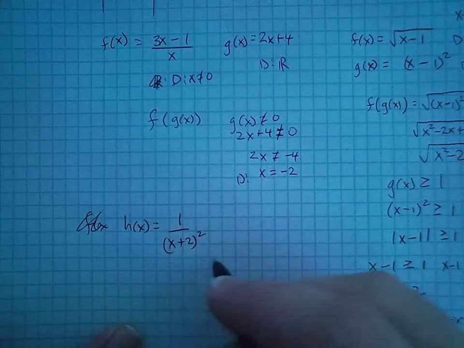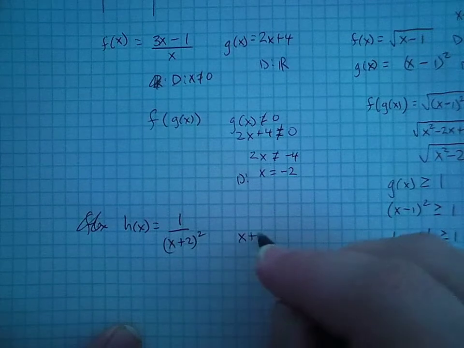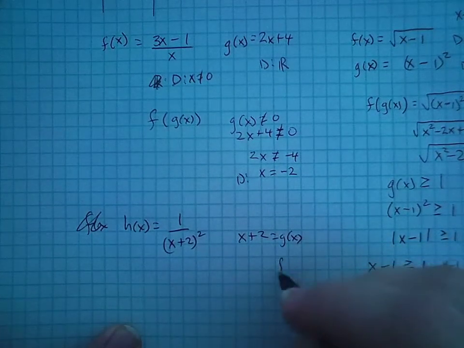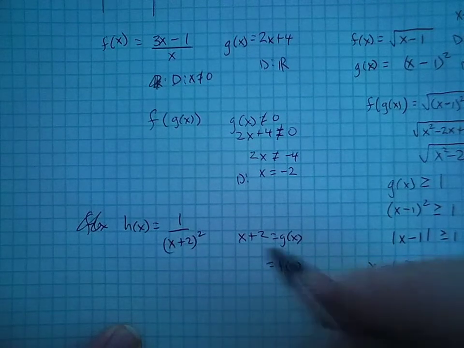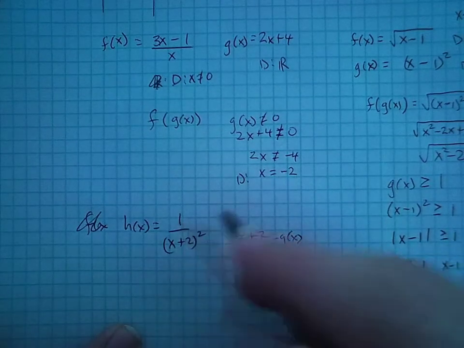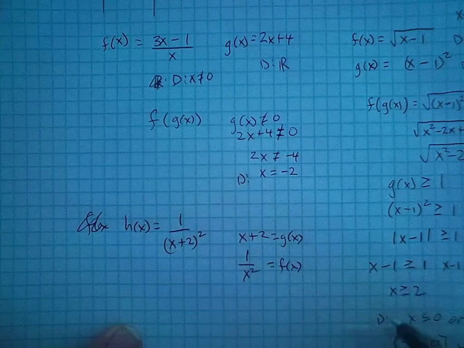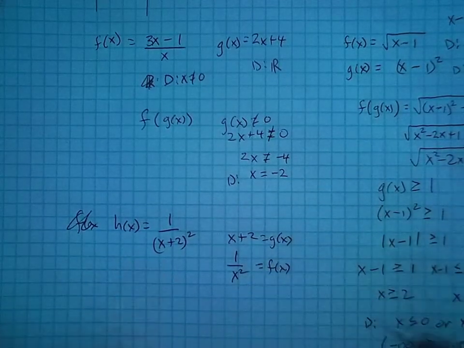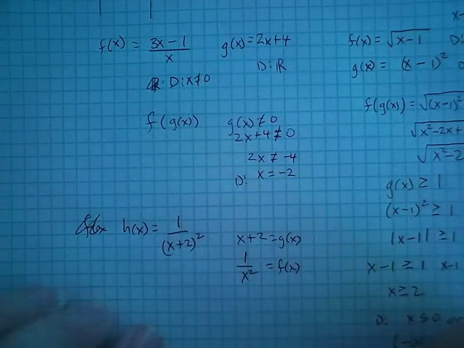In this case, I think the inside function should be x plus 2. So I'm going to call that g of x. And the outside function, f of x, is what we stuck that into, which is the 1 over x squared. And you can see if I stick g into f here, h is what I'll get. And that's called decomposing a function.